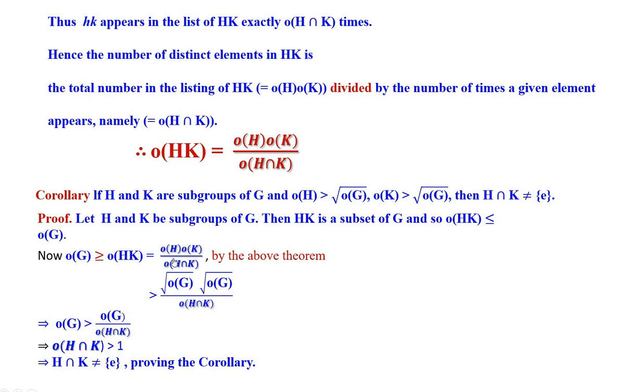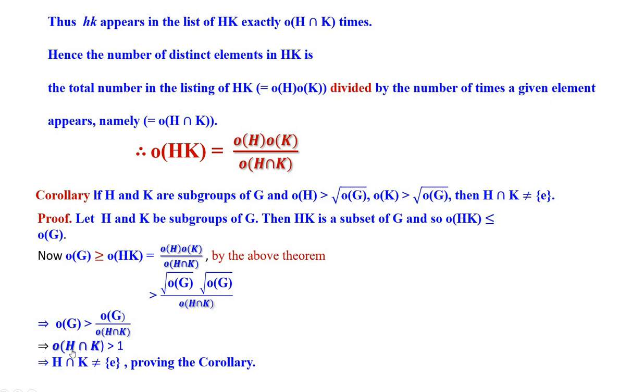But you know by the above theorem, this is order of H, order of K by order of H intersection K, and that is replaced by square root of order of G, square root of order of G, and this is retained as such, and this gives us order of G. So being positive, we can cancel them out. So that gives order of H intersection K is strictly greater than 1. Even though here greater than or equal to comes, here strict inequality comes. So you have order of H intersection K to be strictly greater than 1.